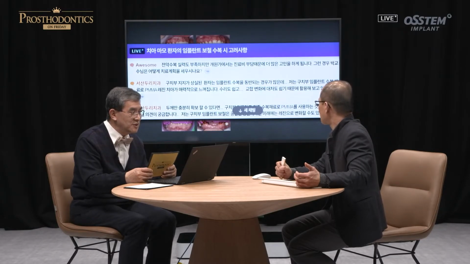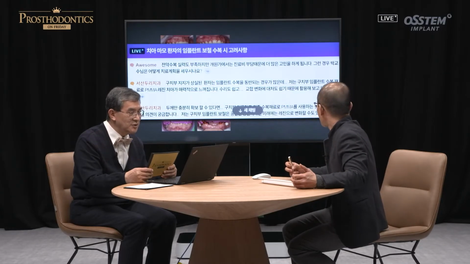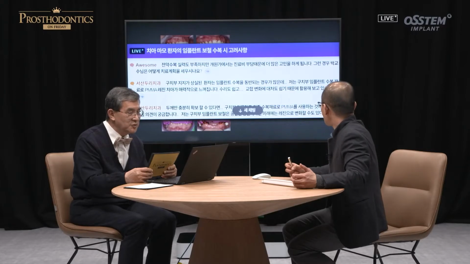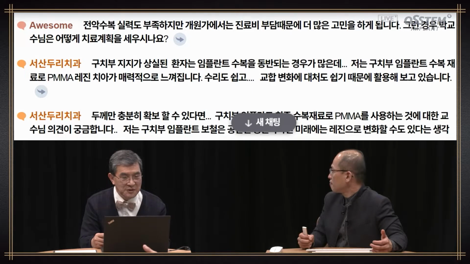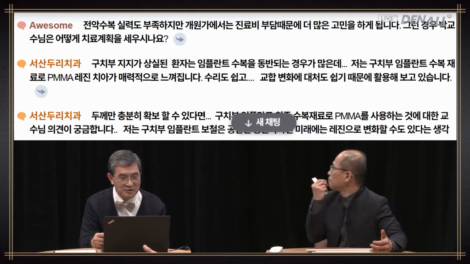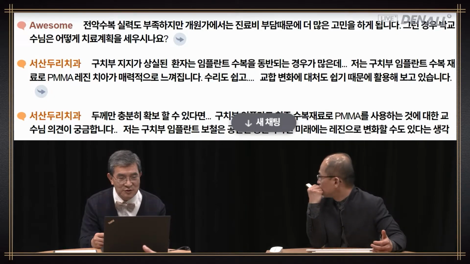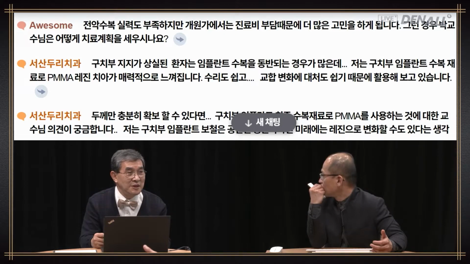So if there is a loss of the posterior support, then implant restoration is what you also need to do. And as a material, PMMA resin looks very attractive. It's easy to use and to respond to occlusal changes. What do you think? Besides using it as a temporary, can you also use that as a final? What do you think?